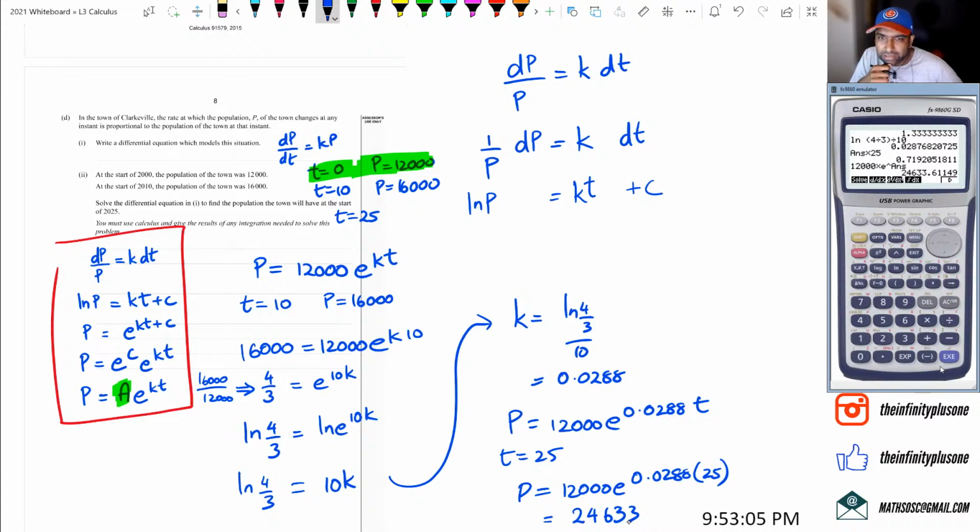Yes, Tanishka, K is just like a rate. You could use any other letters if you want, but generally they use K for the exponential equations. Brendan, K is a constant, but we still have to figure out what that constant is to solve for what the population is when the time is 25 years later. So we still need to figure out what that K is.